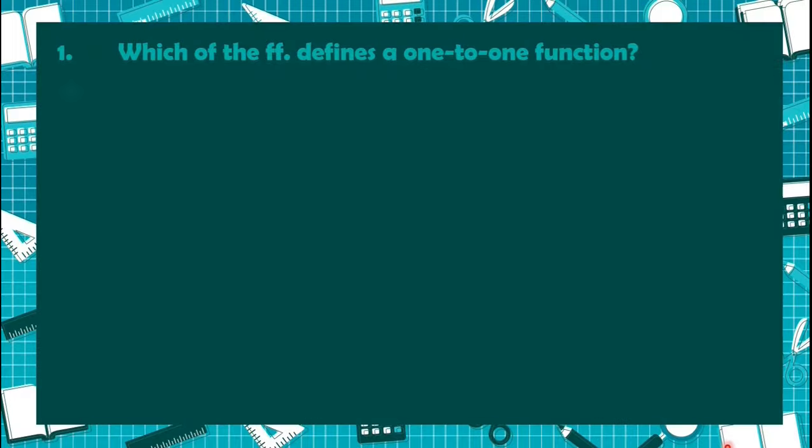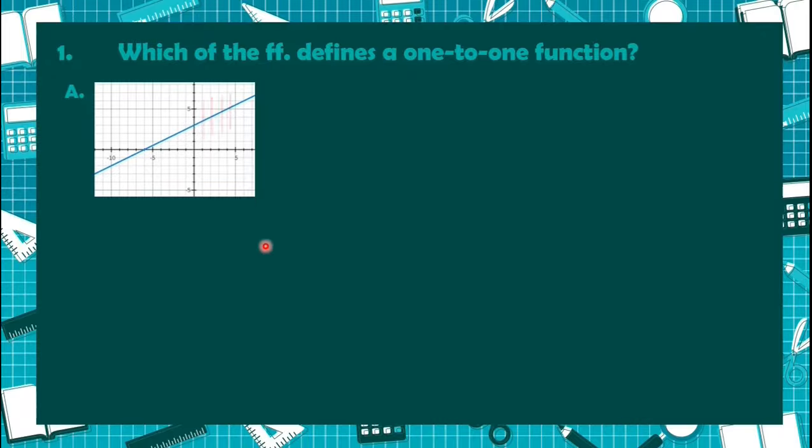Let's proceed with our solution. We have the graph of our option A. This is the horizontal line. As you can see, one part of the graph has been touched by our line, thus it passed the vertical line test. And for the horizontal, only one part of the graph has been touched by our lines, thus this passed the horizontal line test. So this graph is a one-to-one function.